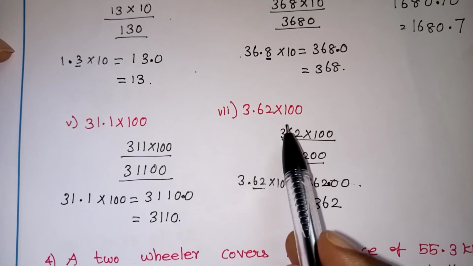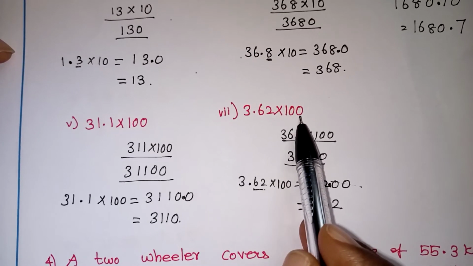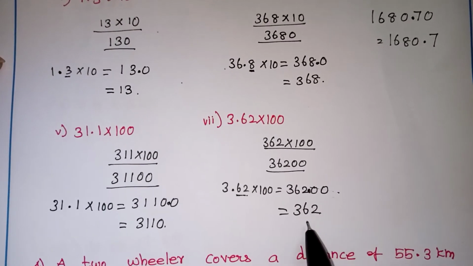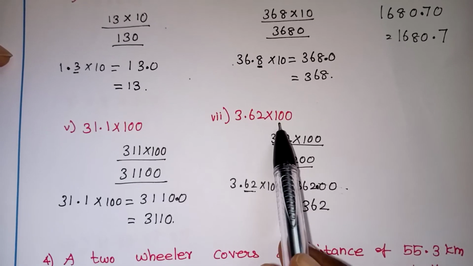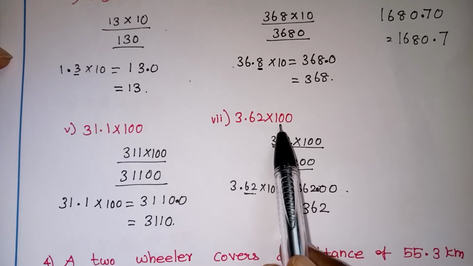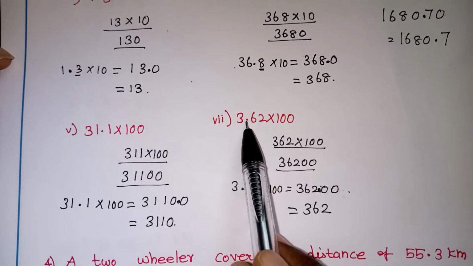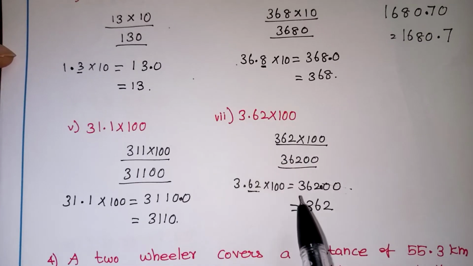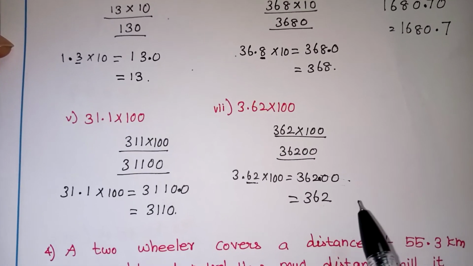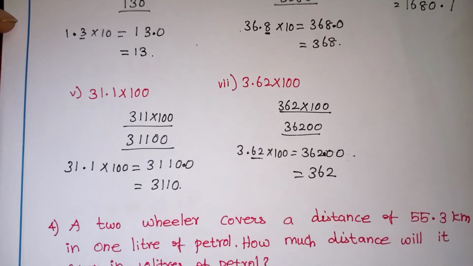Directly, if you want to write, since here we have 2 zeros, and the 0 has no value, it will become 362. So writing directly, here we are multiplying by 100, there are 2 zeros, so the decimal should move 2 places to the right-hand side. Anyway, the answer is 362 only. Directly also you can write your answer. We'll move on to the next problem now.